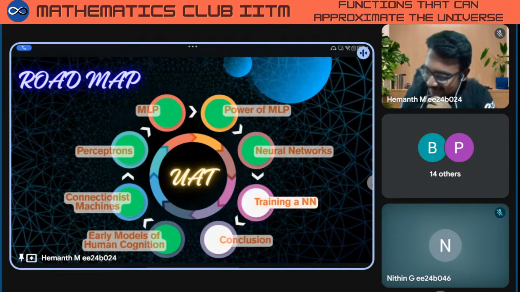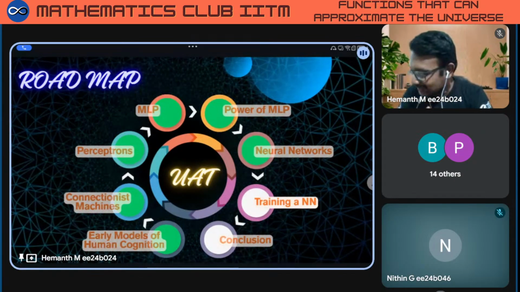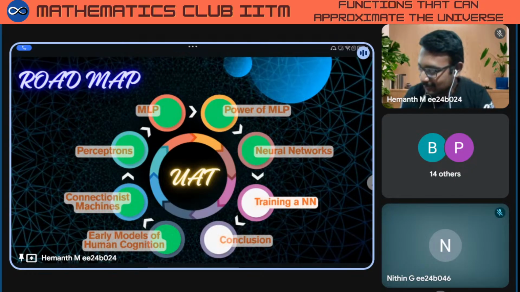And this is what we have covered till now. We discussed all these different models, perceptrons, MLPs, how powerful they are, and we even discussed neural networks, and how to make the vanilla MLPs much more powerful.